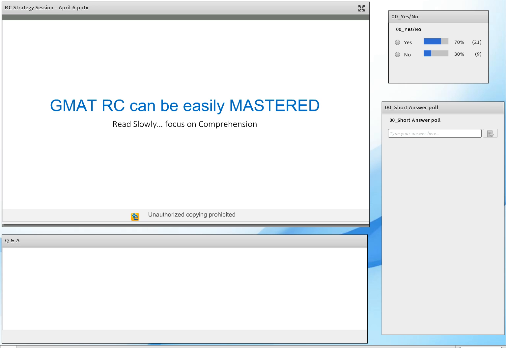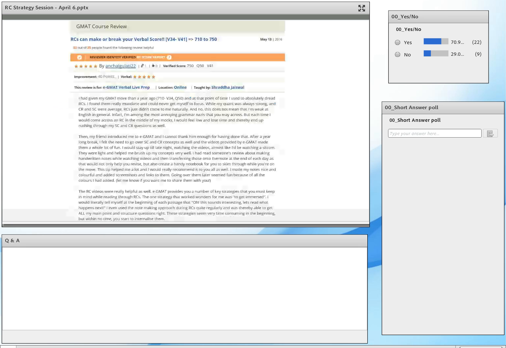The only thing that you need to master RC is your confidence in the process, your confidence in the strategies, and your confidence in your skills. RCs can make or break your score. Now, this is a comeback story of a student who was unable to do well because of RC and eventually was able to ace the GMAT because she mastered GMAT RC. In her first attempt, she bombed her RC.